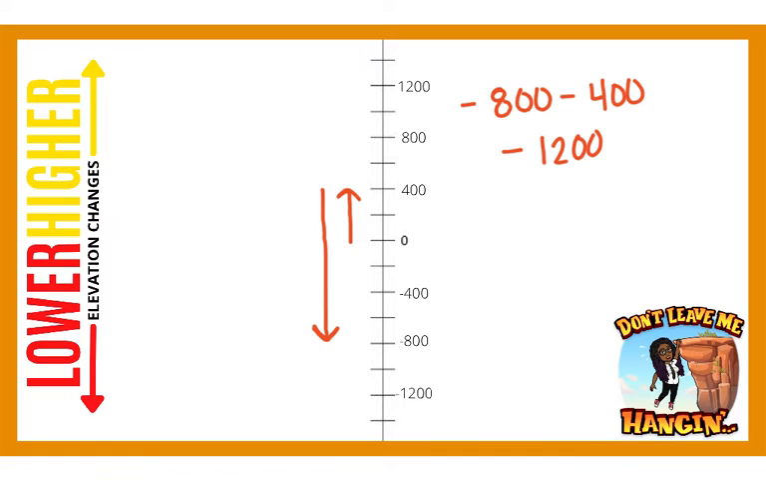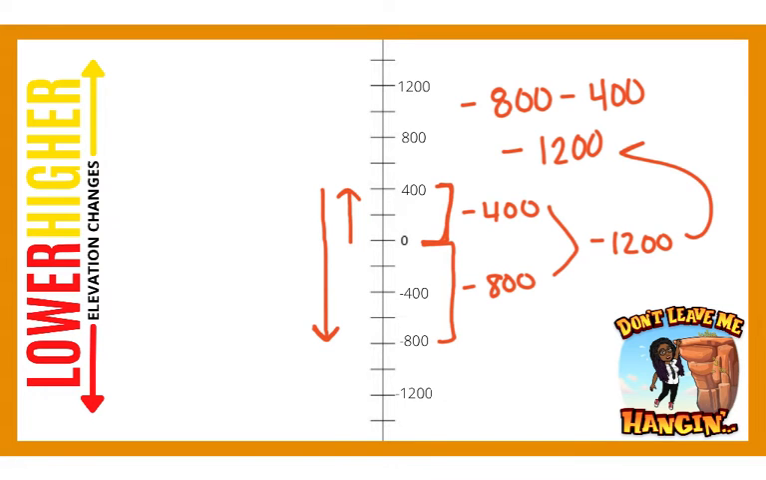And we can also see this right here. Okay, so from 400 to 0 is negative 400, right? And then from 0 to negative 800 is negative 800. Once we combine those totals, right, we get that negative 1200 feet drop, the same thing that we got here at the top. All right, let's look at another example.